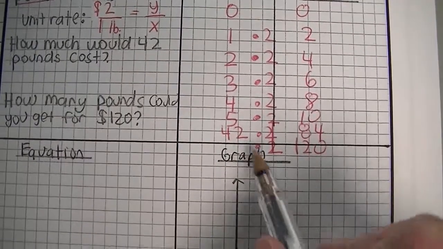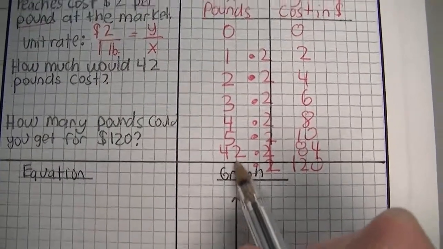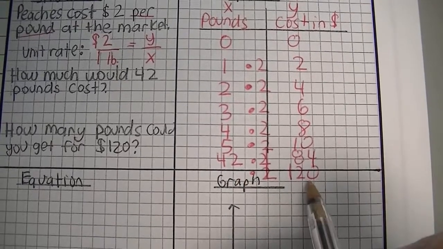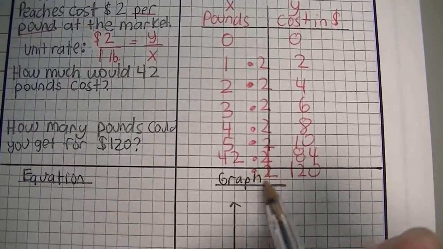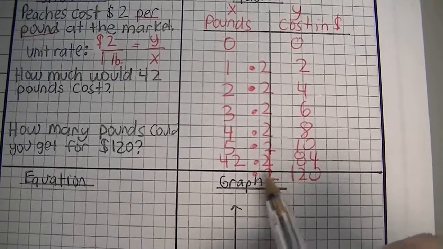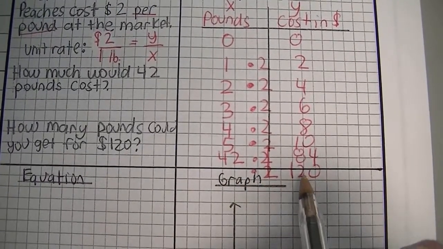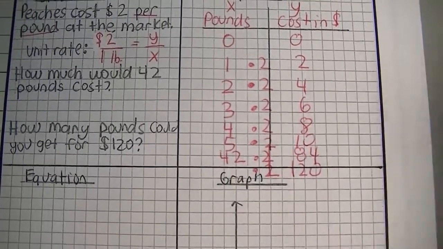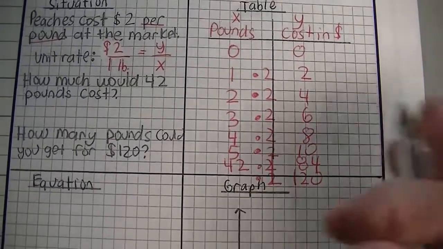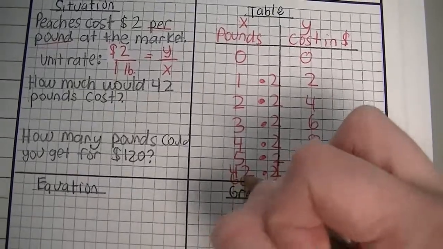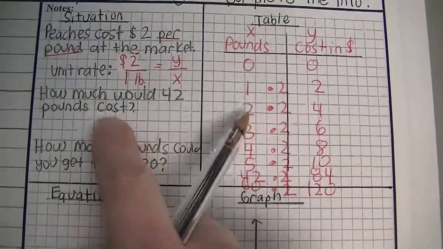And then when I get down to here, we don't have a value for the pounds, but we know that the cost would be $120. We also know that the unit rate is $2 per pound, so typically we go this times this to get this, so to go backwards you'd go this divided by this to get this. So 120 divided by 2 is 60. So right there we have answered the questions for right here.